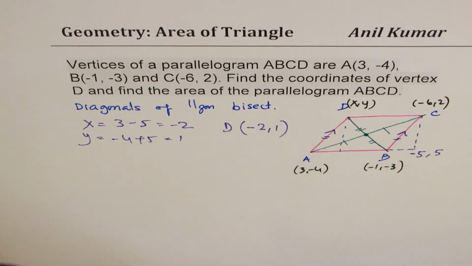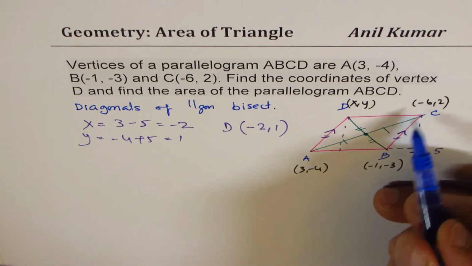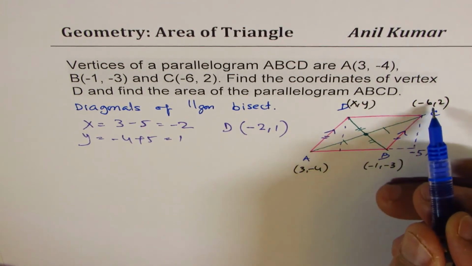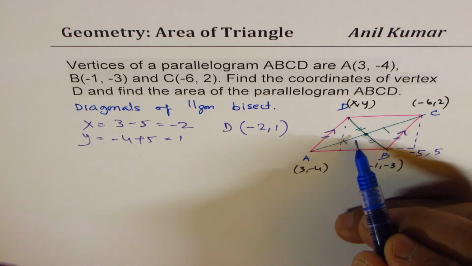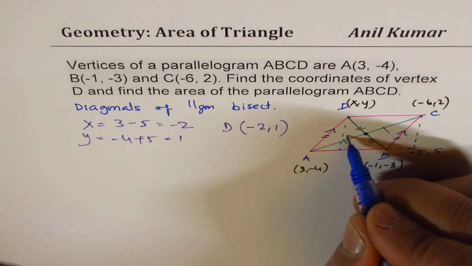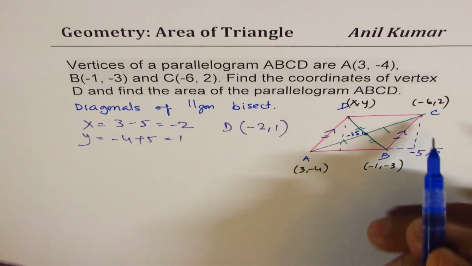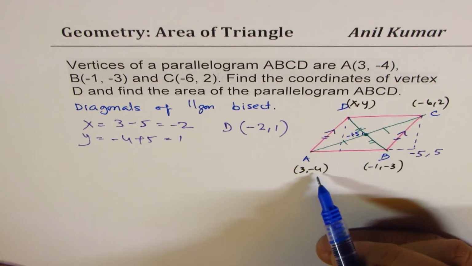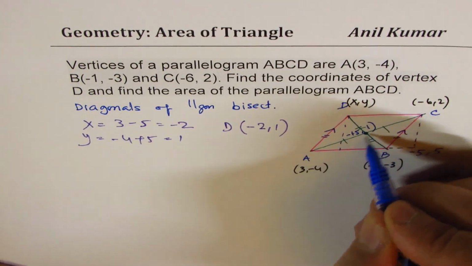However, you have to find the midpoint. So when you add these two, you get 6 plus 3 is 9. I mean 3, because this is minus 6. So you get minus 1.5 here, minus 1.5. And when you add 2 and 4, you get minus 2. You get 1 here, right?